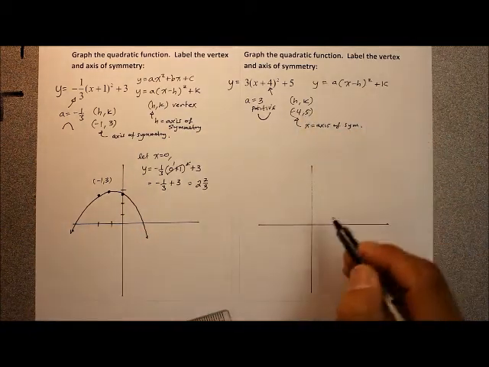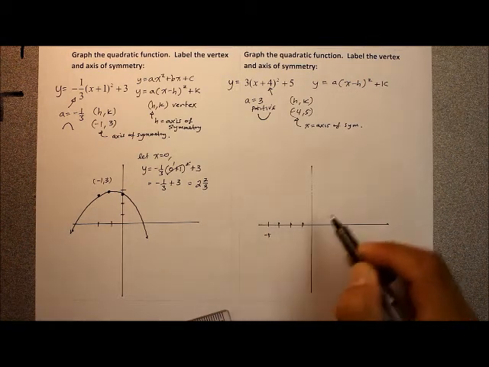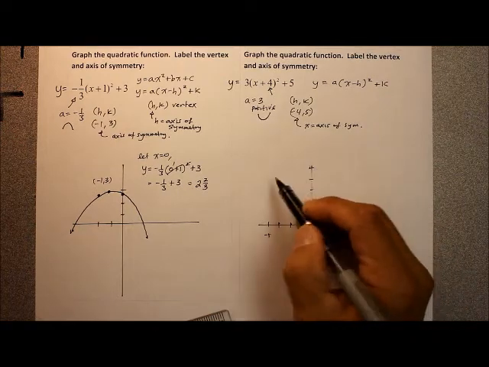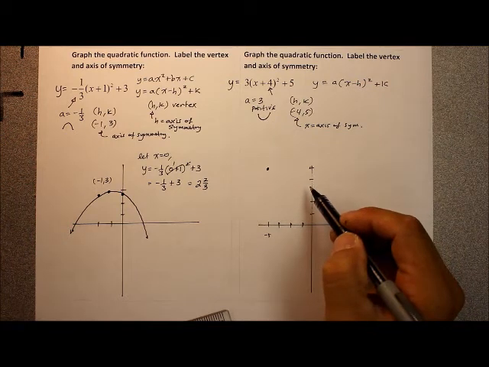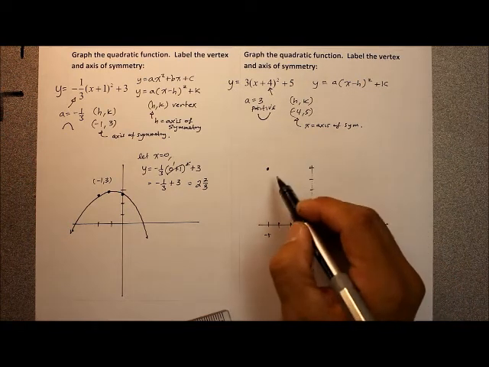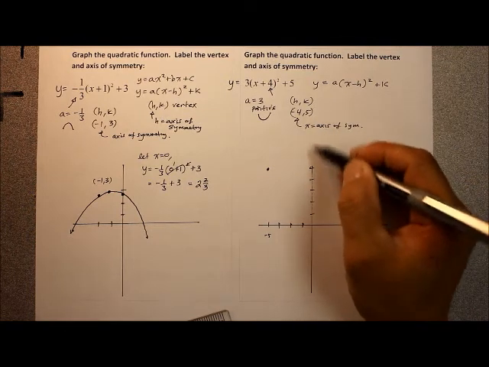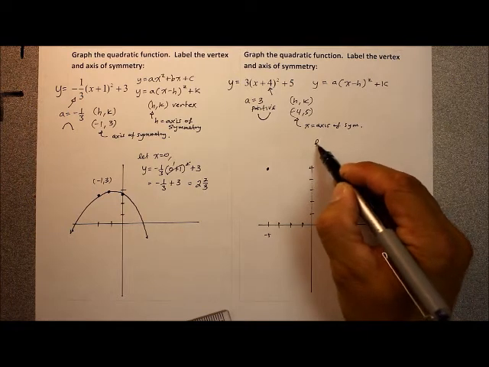Vertex: negative 4 and 5. Negative 4: 1, 2, 3, 4. And positive 5: 1, 2, 3, 4, 5. There it is right there. Since it's going to open upward, we need to find a second point somewhere around here. I always like to choose let x equal 0.